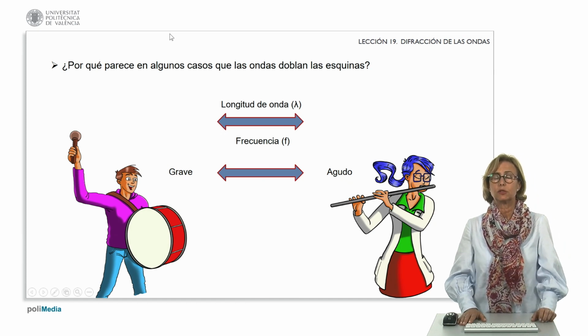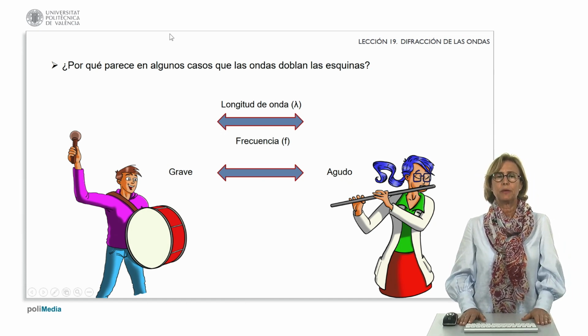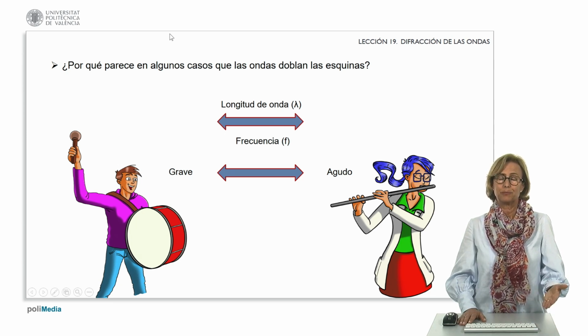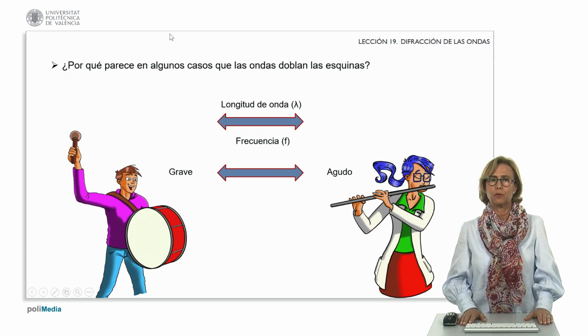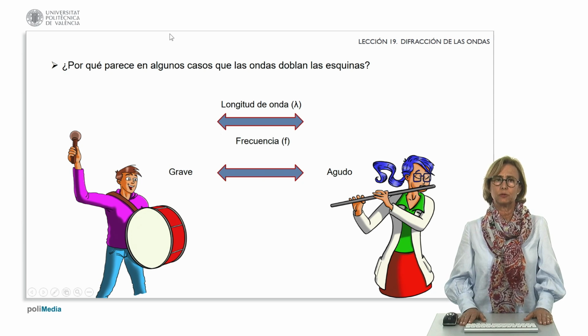Let's see. In this case, Jota is playing the drum, which emits a low sound, while Amanda is playing a flute, which emits a higher pitched sound. What happens in these cases? Well, in the case of the drum, the wavelength is large, since the frequency is low, and in this case, it gives the sensation of bending around corners.